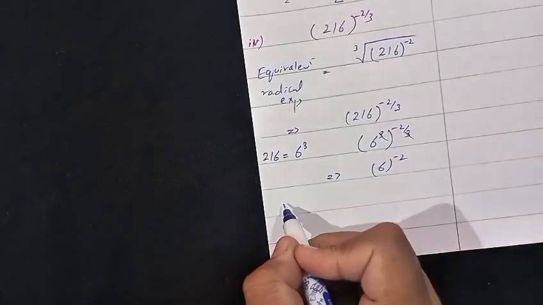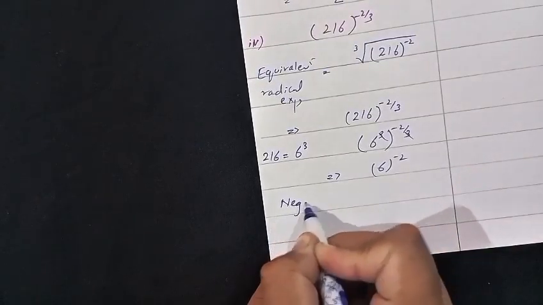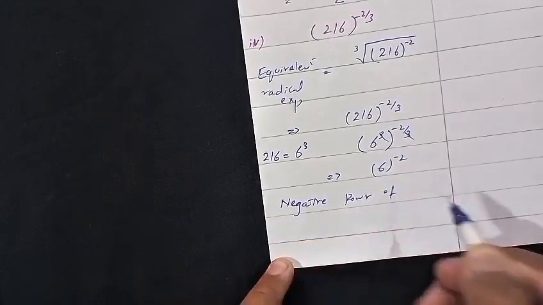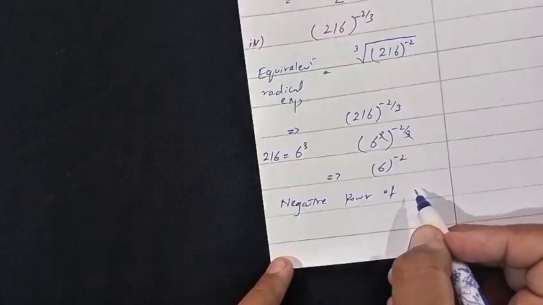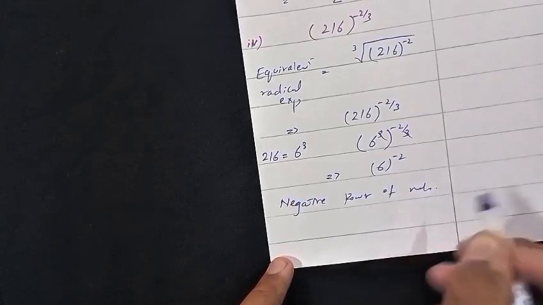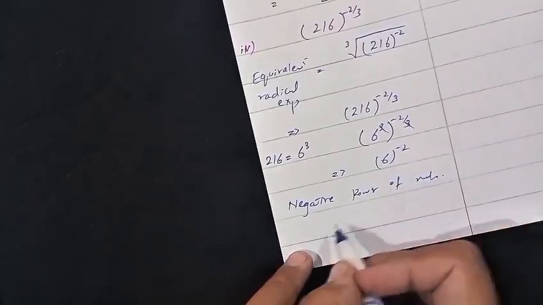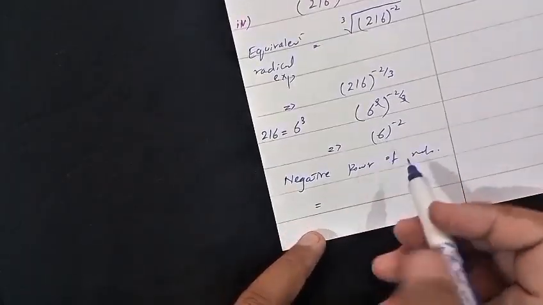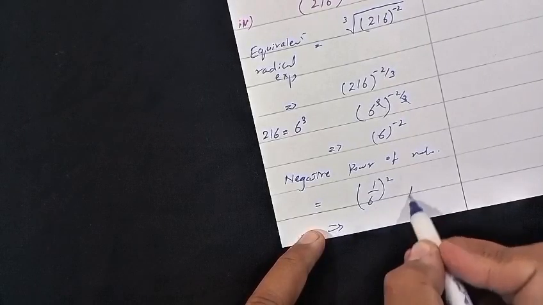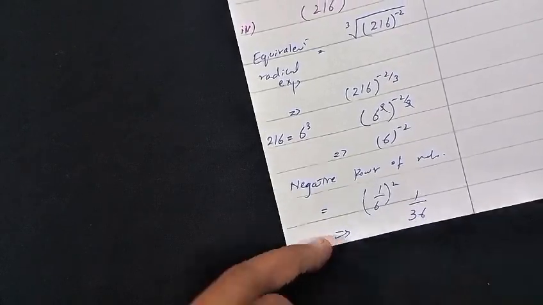So by the negative power rule, we make the negative power positive by making the numerator the denominator. The power becomes positive. So the final answer is equal to 1 divided by 36.